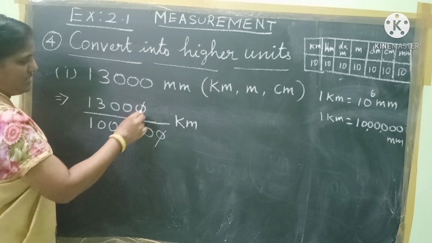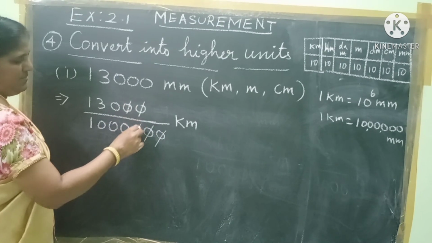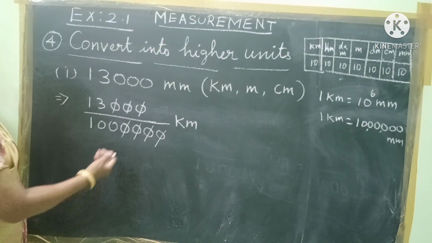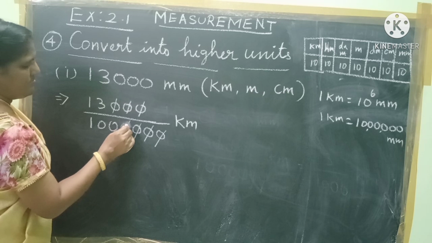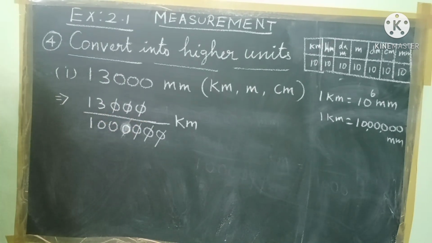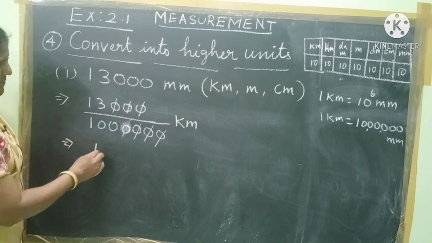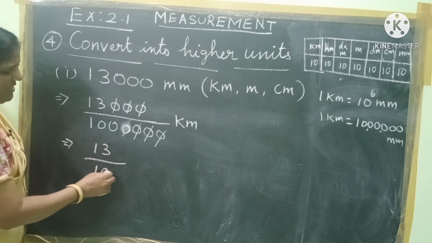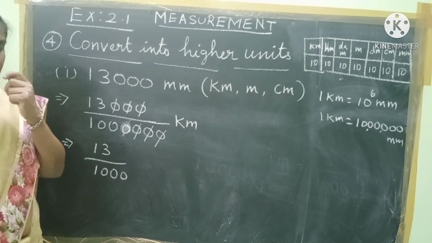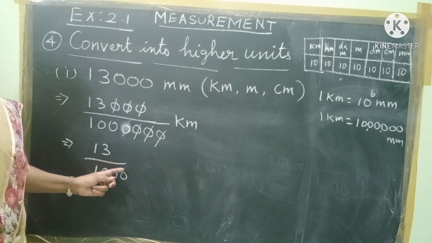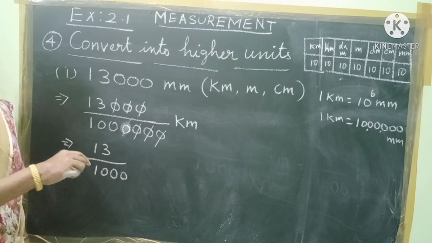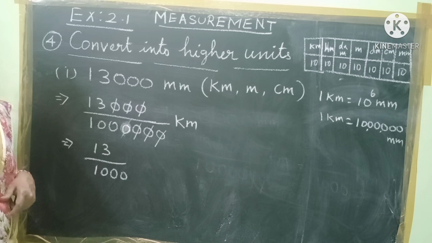1, 1, cancel. Divide means cancel only. So 3, sorry, see 3 zeros, 3 zeros cancel. What was remaining? 13 by 1000. I already told you how to divide a number by 10, 100, 1000. In the last class we will see that.